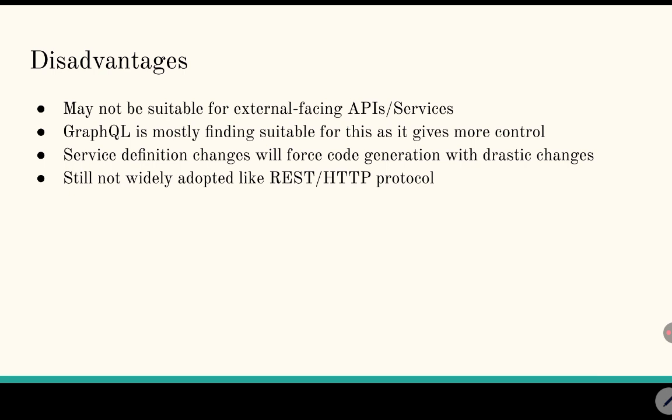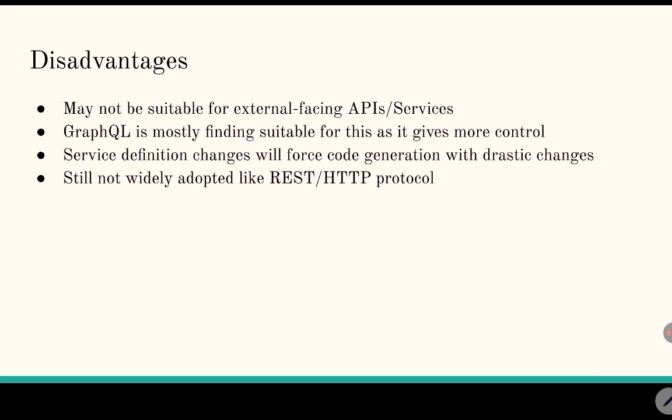GraphQL is mostly finding its suitability in that space, and one of the other reasons is that your clients can be of very different types, like mobile clients, web clients, thick clients, thin clients, and so forth, right? And they have different requirements, and how they want to fetch the data is also different. So that's where GraphQL is finding its place, because some of the clients, like mobile clients, can request only the data they need, which is not possible with gRPC. So that's why GraphQL may be the right choice there, but not gRPC.